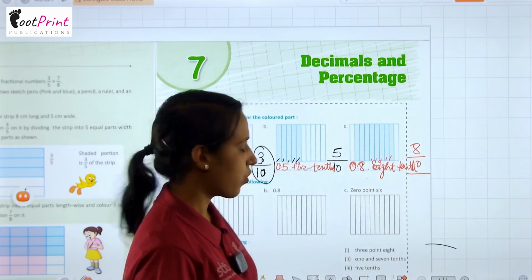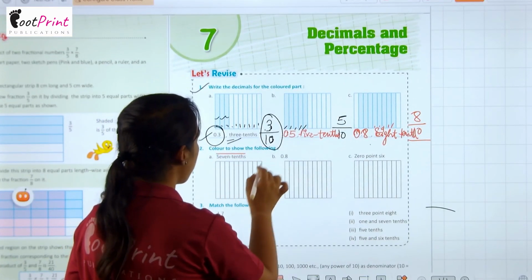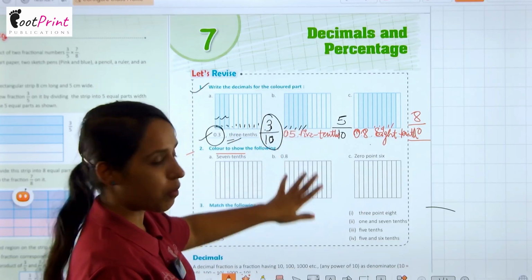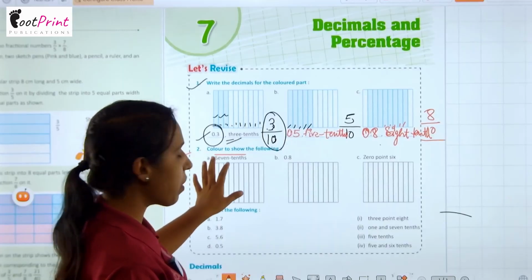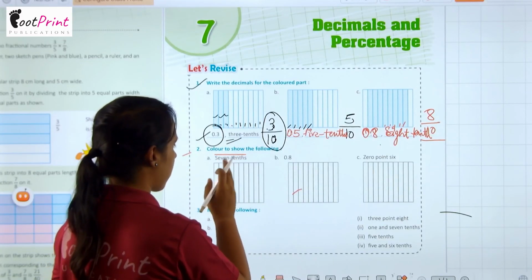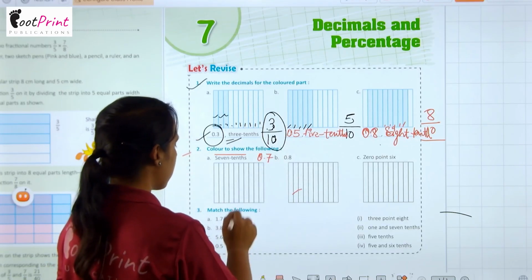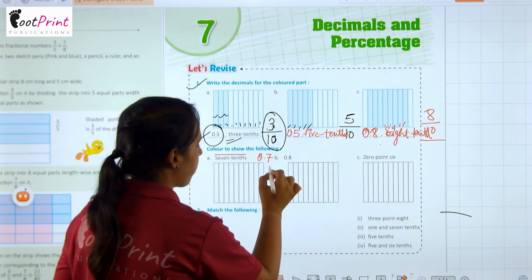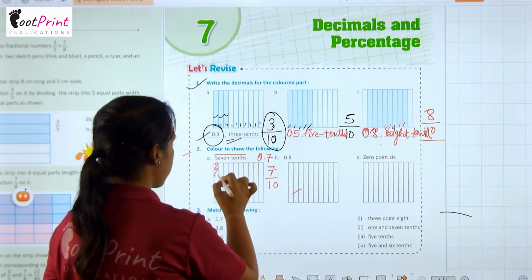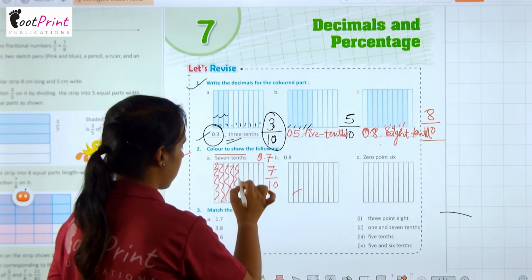Just like that you can solve it. Now question number 2, color to show the following. In question number 1, color was given and we had to fill in the blanks. Here the decimal form is given to us and we have to color according to that. So here 7 tenths means 0.7. The fraction will become 7 upon 10. So we have to color 7 parts of this box. You can color by yourself.